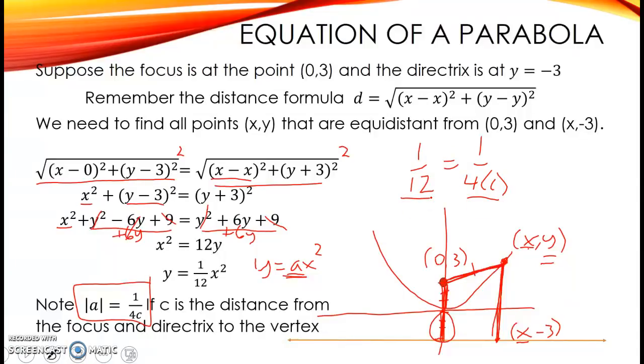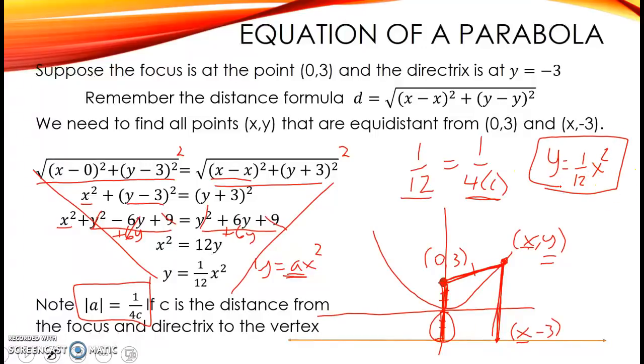And so I really could have found this equation of the parabola without going through all of those steps. I could have just realized, well, it opens up, so the a value is positive. I know that my c value is 3, so I could take 1 over 4 times 3, which is 1 over 12, and x squared. And that would have been my equation. I could have done it that easily without going through this mess.